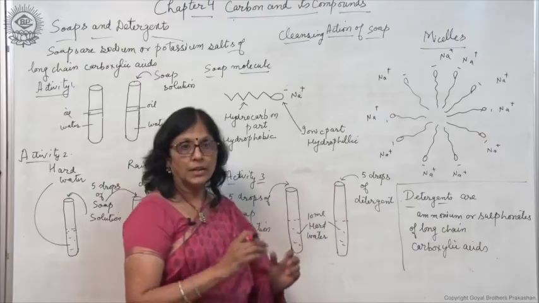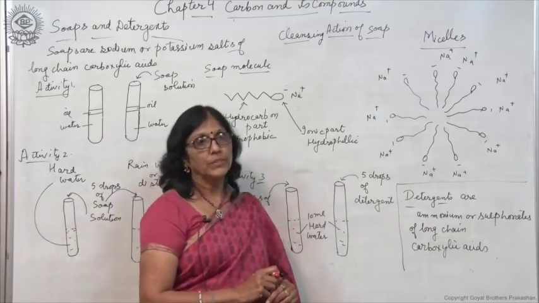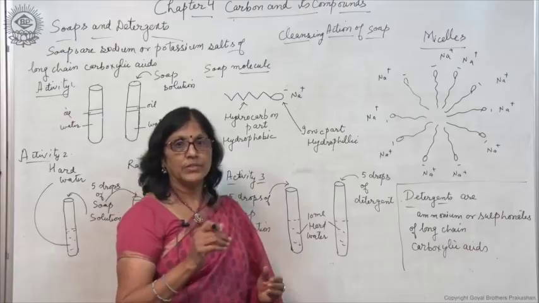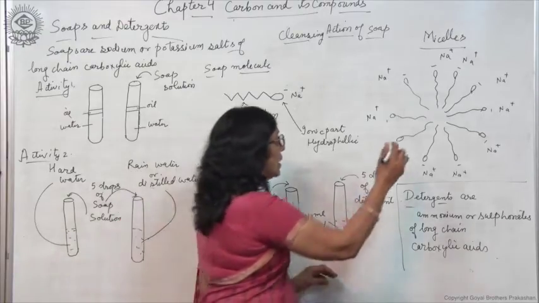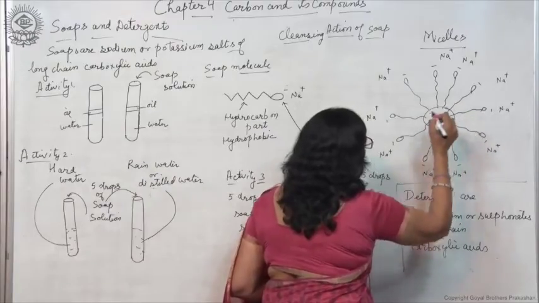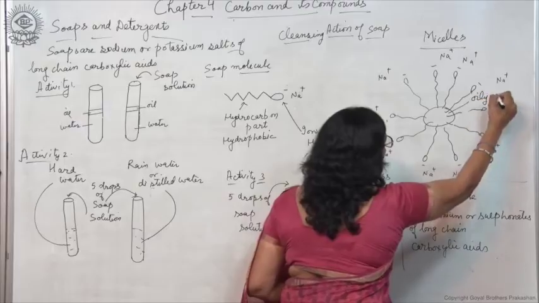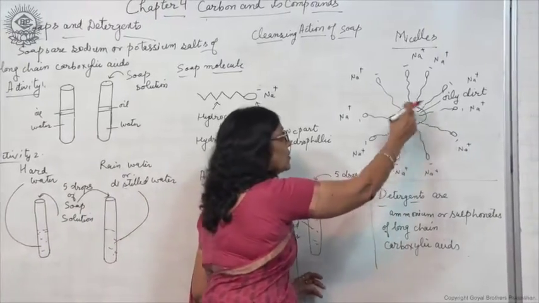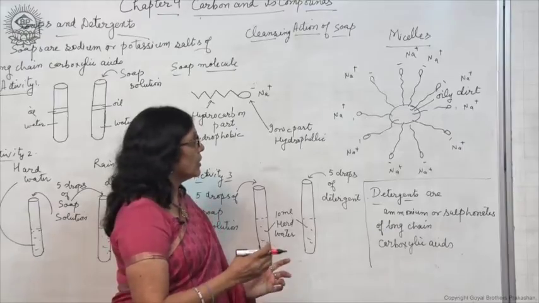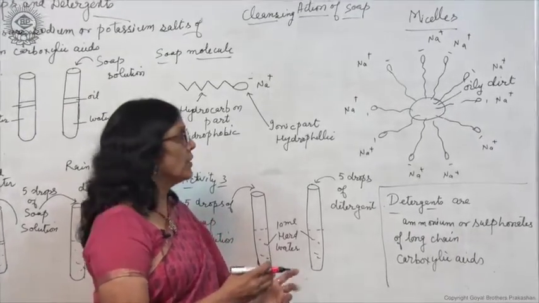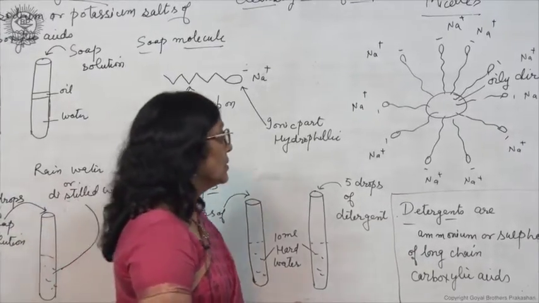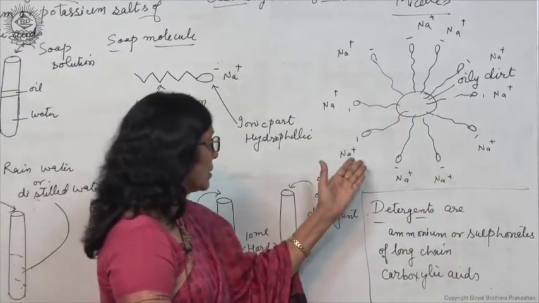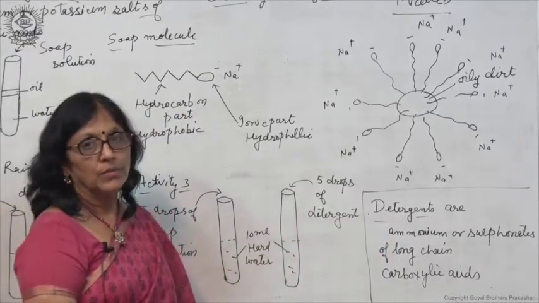Now, when dirty cloth is immersed in the soap solution and it is agitated in soap solution, the oily dirt or grease present on the cloth is trapped between the hydrocarbon part. Any grease present on the cloth is trapped in the center of the micelle, because oil or grease will not dissolve in water, it will dissolve in the hydrocarbon part, whereas these are ionic parts because they are water attracting. So, the ionic part will be dissolved in water.